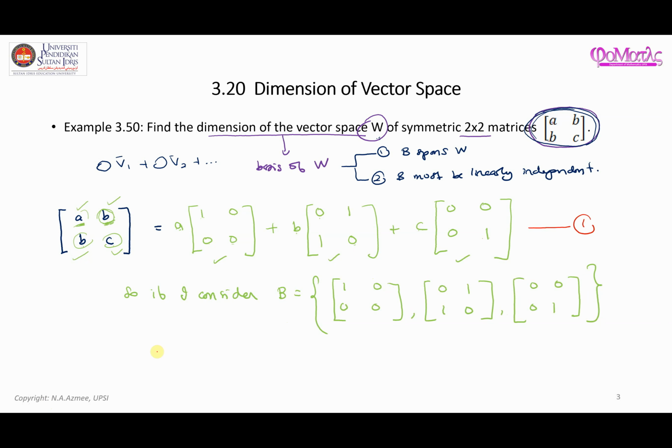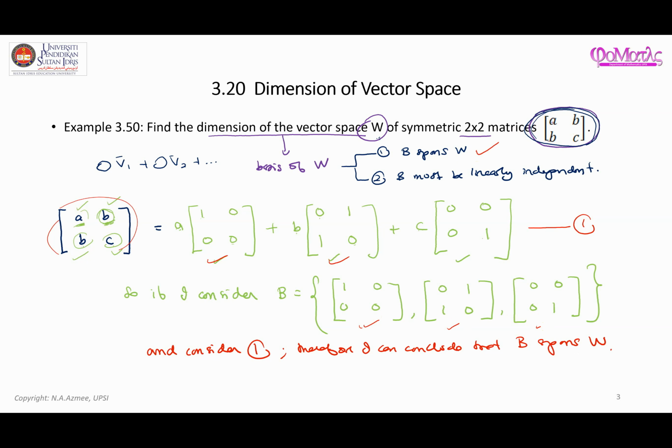So if I consider B as such and consider 1, therefore I can conclude that B spans W. Okay, so to show that B spans W, you need to have a linear combination of all these vectors in set B, and this linear combination here has to result in this outlook, where this outlook here is defined as the vector space of W. Okay, so that is the first part. We have managed to show that B spans W.